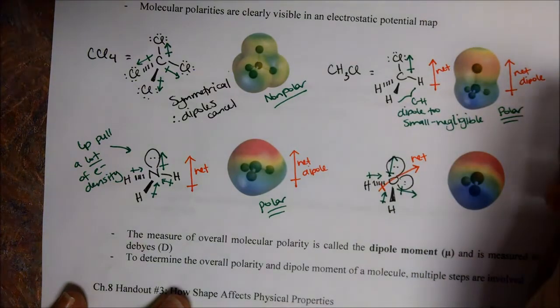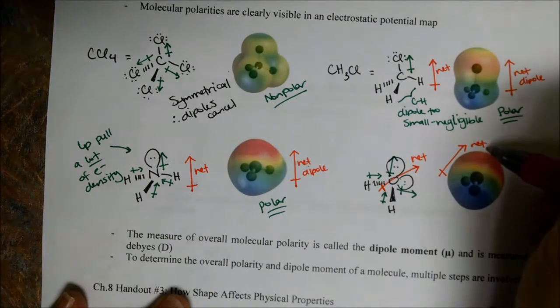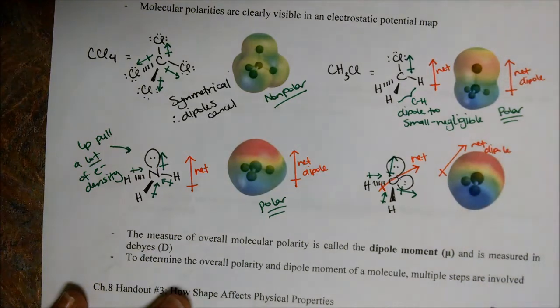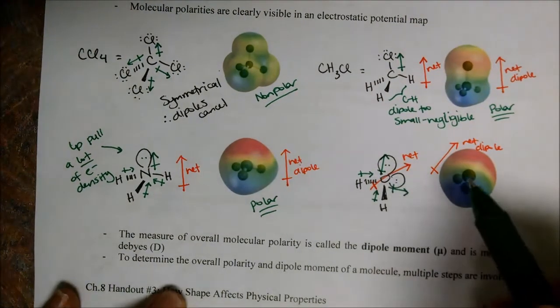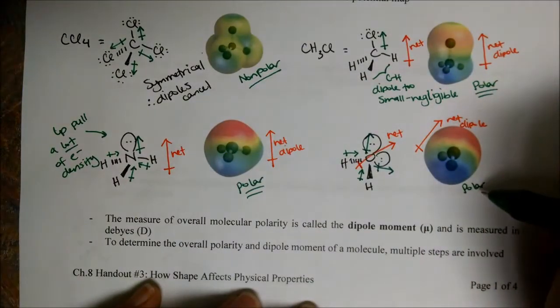And we can definitely see that here in the potential map. Net dipole. Okay, so again, the individual bond dipoles are reinforcing, so we are again polar.